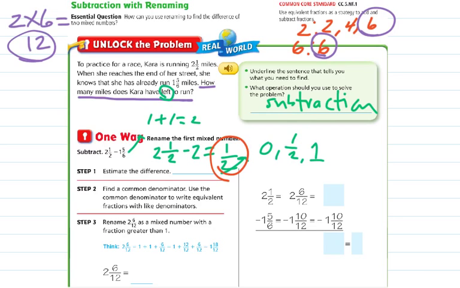So what we're going to do is use that to help us. Our common denominator is 6, which we can write on the side. And it says step 3 is we're going to rename 2 6/12 as a mixed number with a fraction greater than 1. So you might say, well, how did we get there? So just keep in mind, boys and girls, we multiplied 2 by 6, and we multiplied 1 by 6, so we got the answer of 2 6/12.